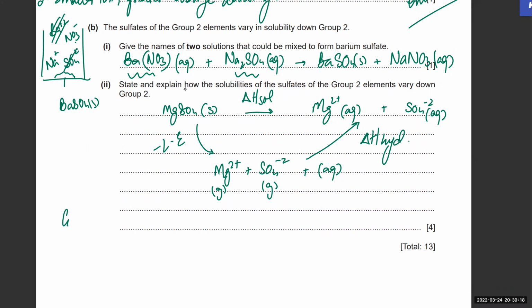So group 2 sulfates, and it's a typical question, so you're better off memorizing this. Group 2 sulfates: solubility decreases down the group. That's the first statement, 1 mark. If they haven't told you already in this question, then that's 1 mark.